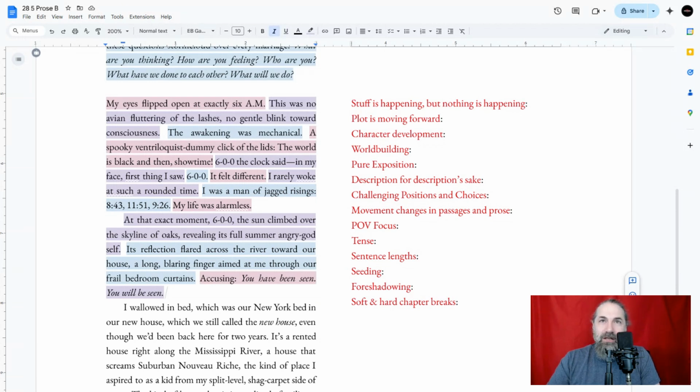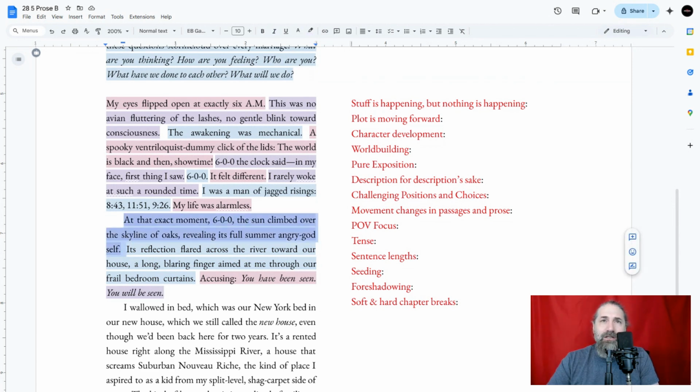So that's plot. "At the exact time, 6 o'clock, the sun climbed over the skyline of oaks, revealing its full summer, angry God's self. Its reflection flared across the river toward our house, a long, blaring finger aimed at me through our frail bedroom curtains, accusing, 'You have been seen. You will be seen.'" All right.